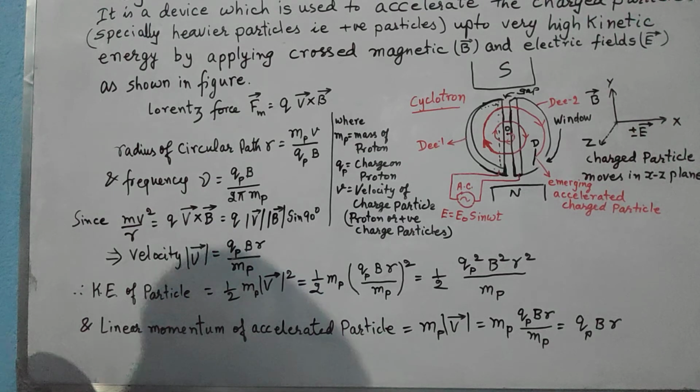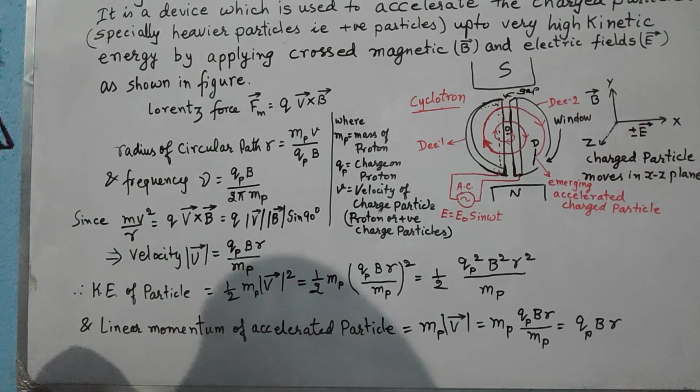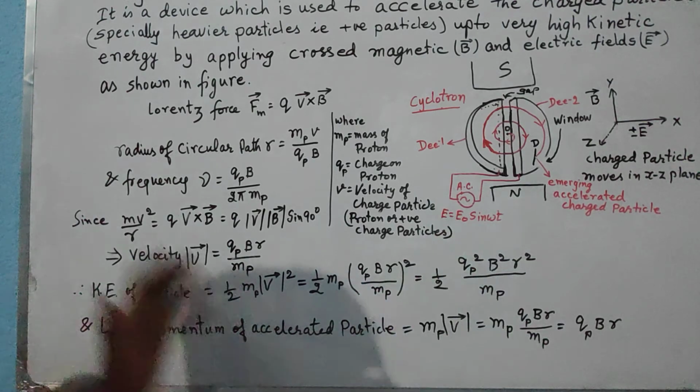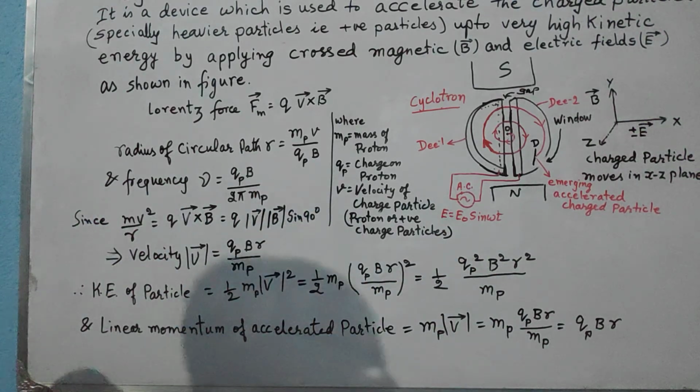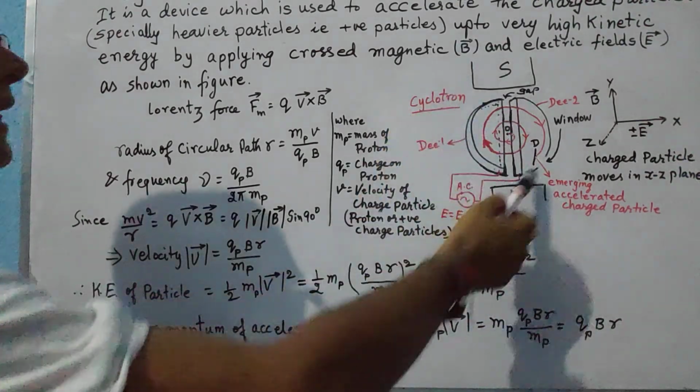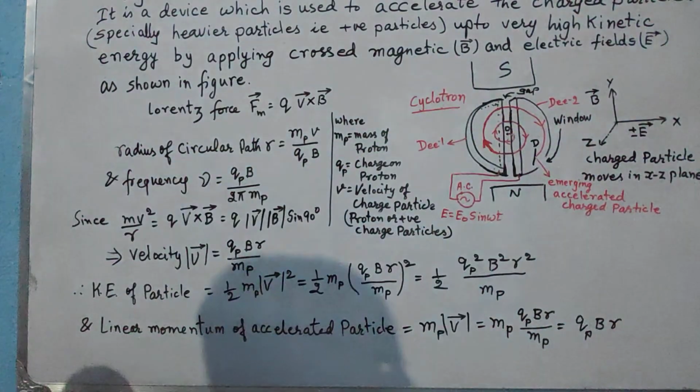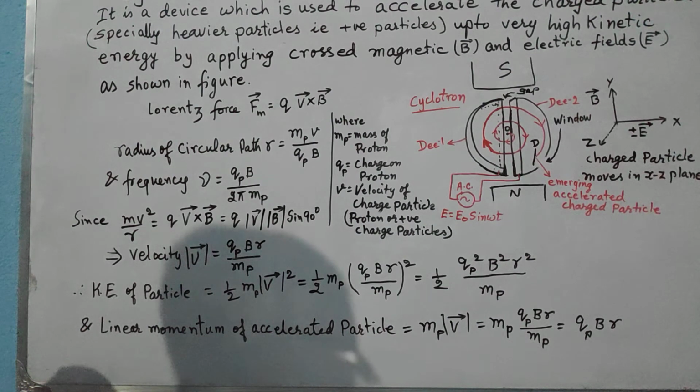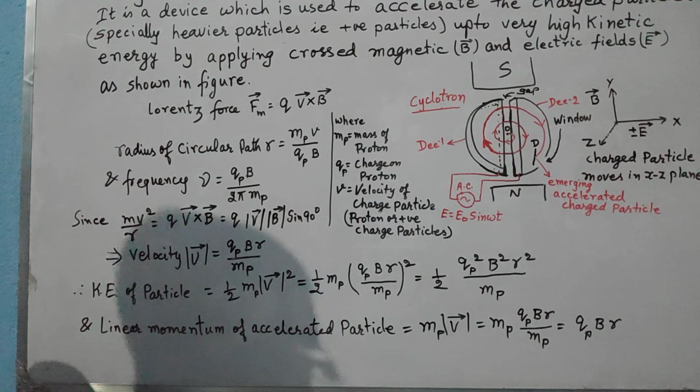Also in this apparatus we see that for greater energy we need greater radius, and for greater radius we need a greater structure and greater energy consumption. So it becomes more and more difficult to maintain the magnetic field in such a large area. These are the limitations of this device.